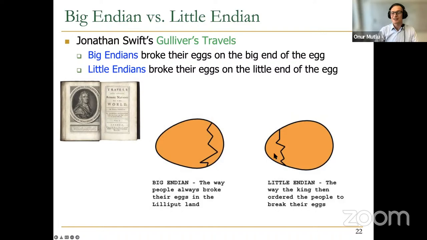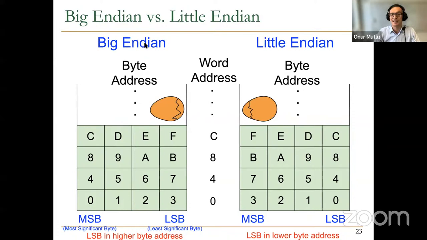So how does this make sense in this case? Computers are also similar. Because of convention, there are some computers that are big Endian and some computers that are little Endian. This is specified in the instruction set architecture again, and it really specifies the ordering of bytes in a word. So we're still byte addressable in this case. We just show the word address, as you can see, 0, 4, 8, C. But how we address the individual bytes in a word depends on whether we are big Endian or little Endian. A big Endian convention says that the least significant byte is in the higher byte address.